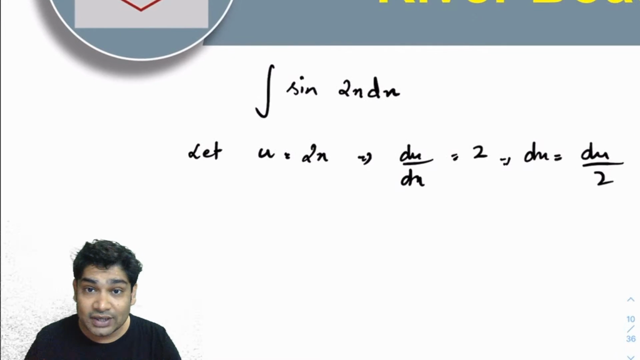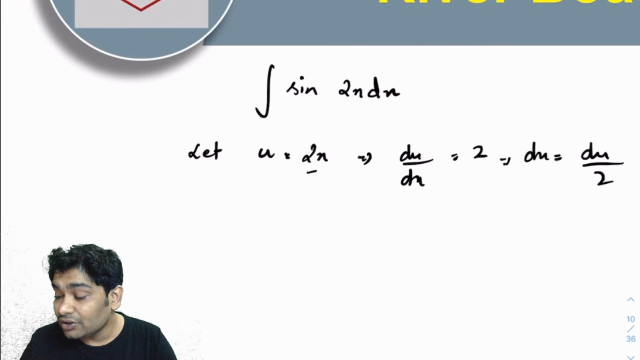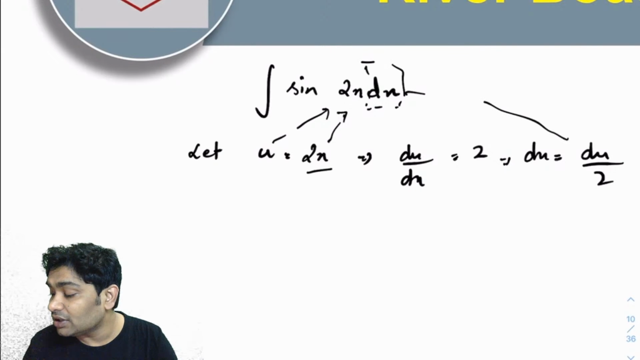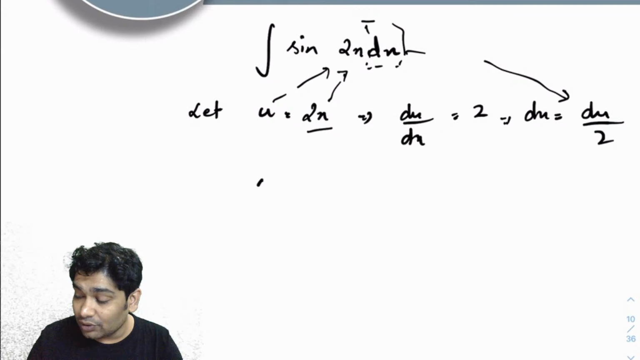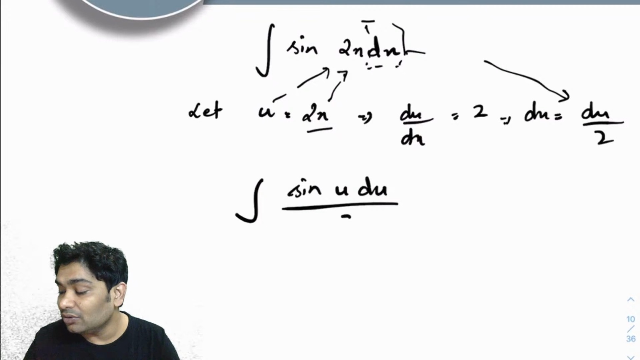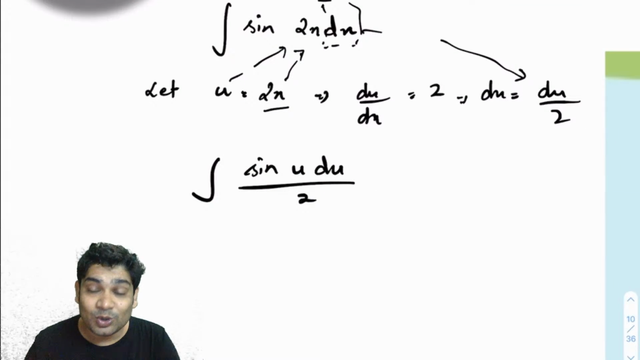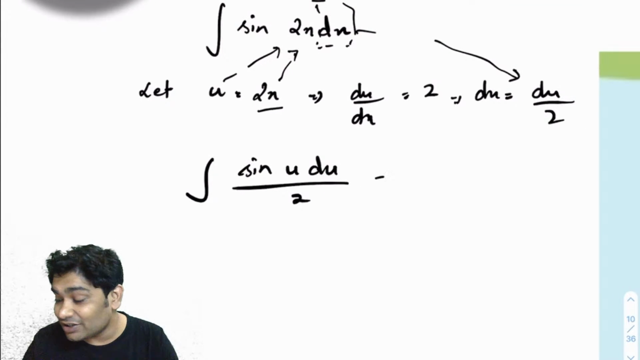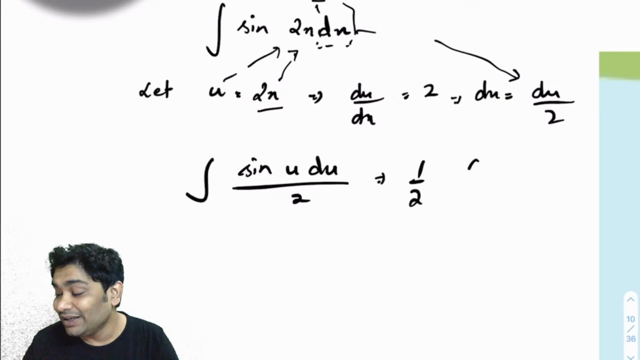Now all you need to do is start substituting these values. Instead of 2x you substitute u, and instead of dx you will substitute this value. So when you do that, what do you have? You have sine of u du over 2. Alright, now you know 2 is a constant, you can take that out of the integration, so this becomes 1 by 2 integral of sine u du.